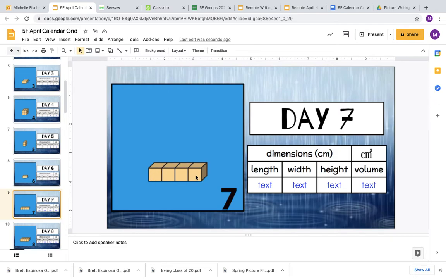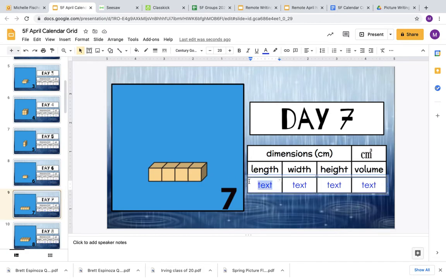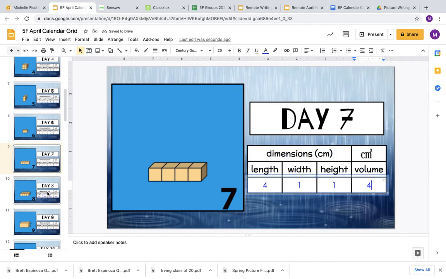We've got 4 cubes going across. 1, 2, 3, 4. So our length is going to be 4. Our width, we see on the side, there's only 1 cubic unit. And then our height, we only have 1 layer, so our height is going to be 1. When I multiply those 3 numbers, I get 4 times 1, which is 4. 4 times 1 again, our volume is going to be 4 centimeters cubed.